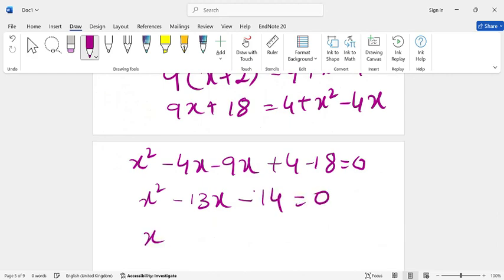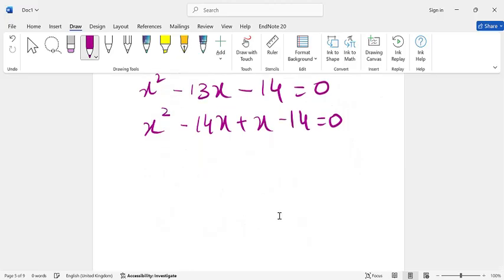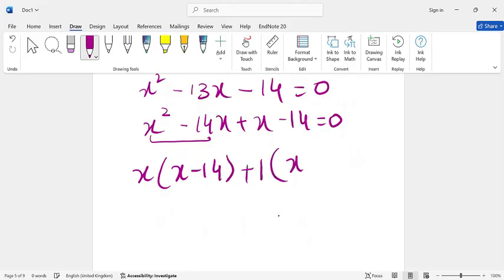So what I do, similarly, we have to factorize the equation. We have x square minus 14x plus x minus 14 equals 0, okay? So we have to find out the values of x. So what do we have to do? We take x common from these two terms. We have x minus 14 left. And there we take plus 1 common. We have x minus 14 left, equals 0, okay?